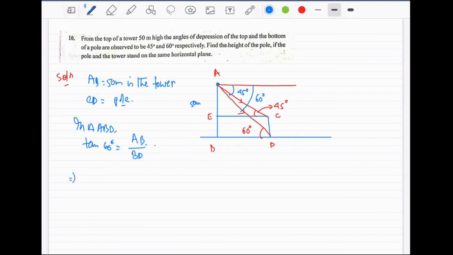Now time to put in the value. Tan 60 is root 3. AB is 50. BD we don't know. Calculate BD. BD is equal to 50 divided by root 3 meter.